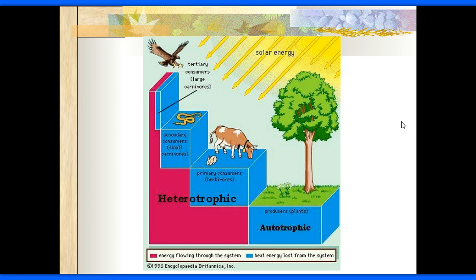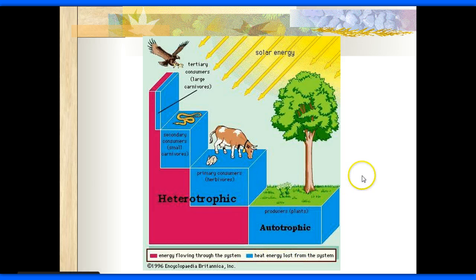So where does all the energy go? We have 90% that's not being transferred from the producers to the consumers, and so on and so forth. What we can see is that most of this energy, 90% of the energy that these plants have, is not available in these consumers because a lot of this is lost in the form of heat. So heat energy loss from the system is represented in blue.